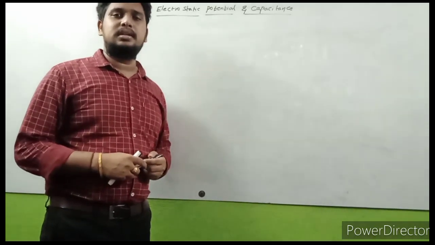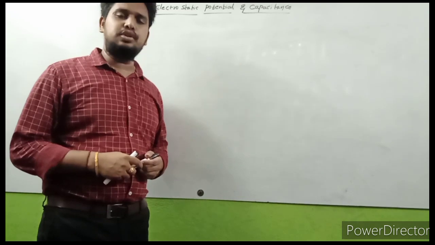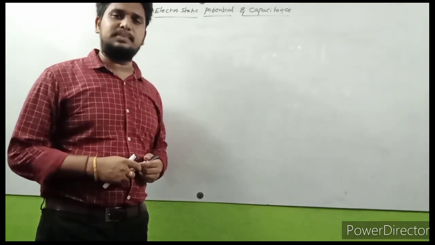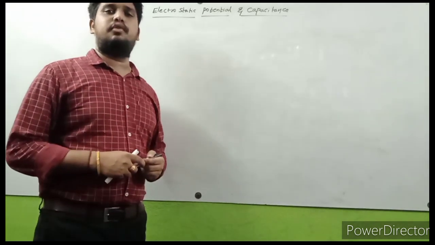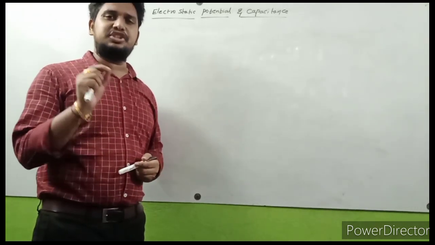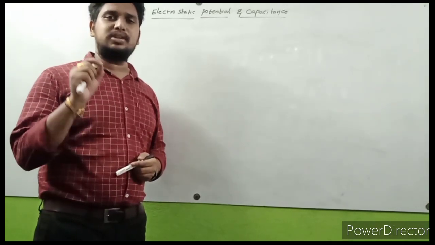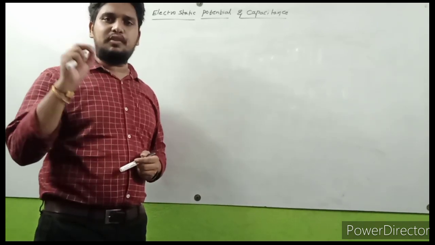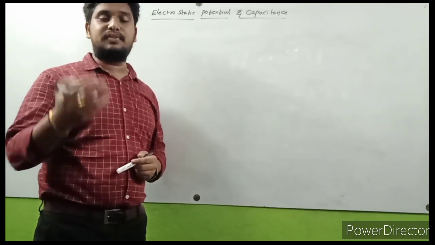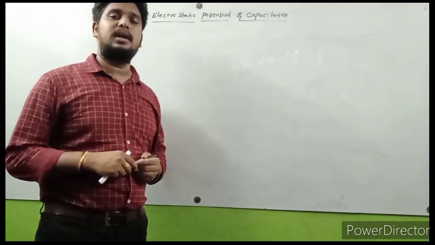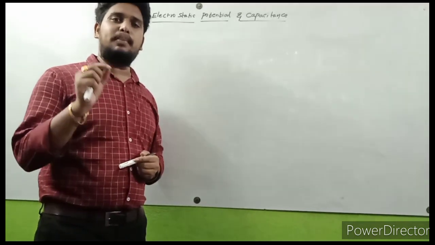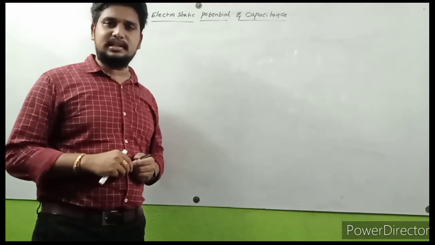Hello dear student. Up to now we discussed a few concepts related to the electric potential and capacitance chapter. First we discussed the definition of electric potential, units of electric potential, and the type of physical quantity, whether it is a scalar quantity or a vector quantity, in previous lectures. And one more thing, electric potential due to a point charge I discussed.